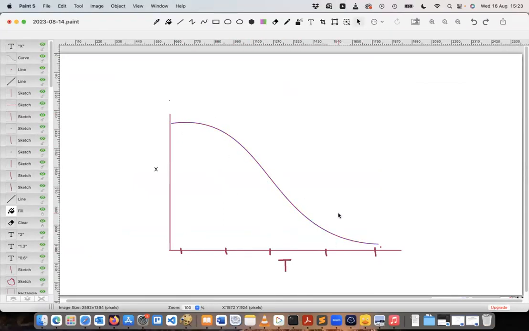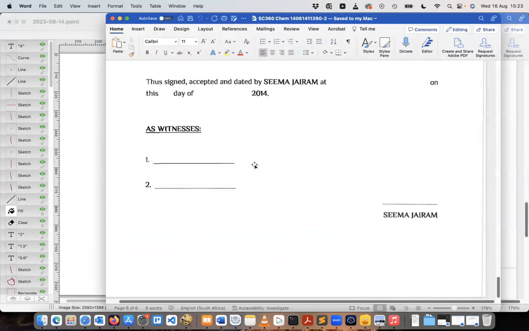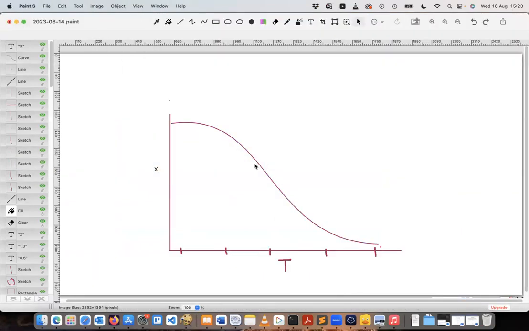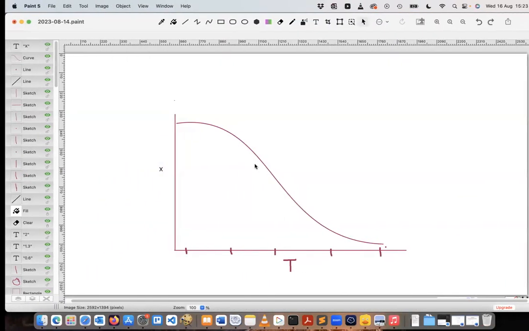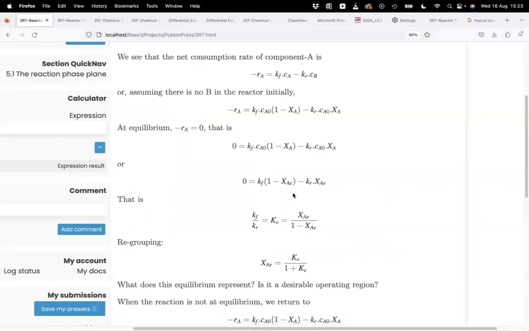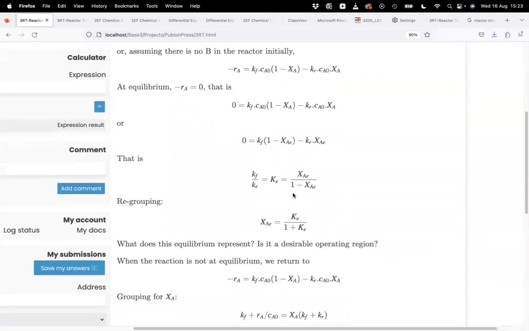We want to stay as far away from this line as possible because nothing is happening on this line. Our reactor is not giving us any product. So we don't want this equilibrium. We want to stay away from it. So we found this equilibrium line. Now what we can do instead is consider reaction rates.